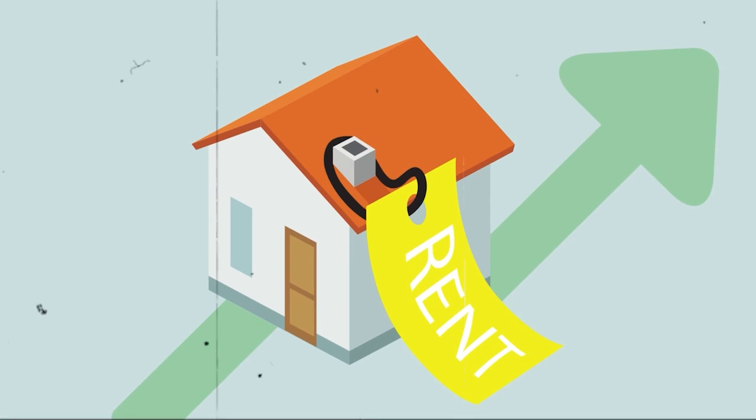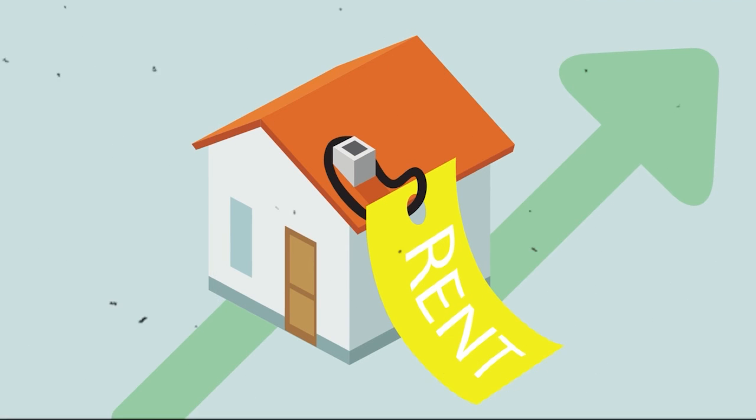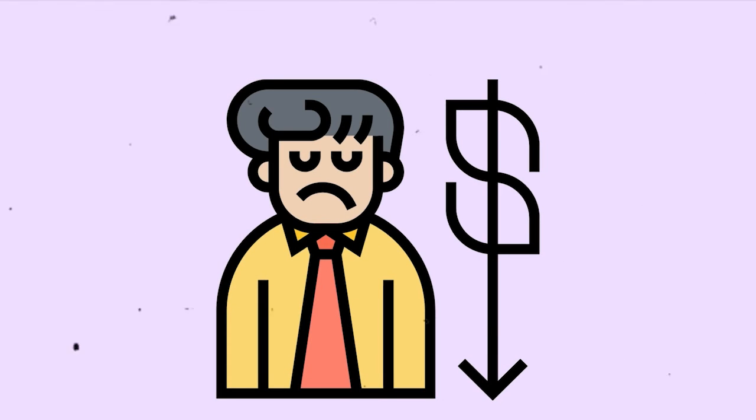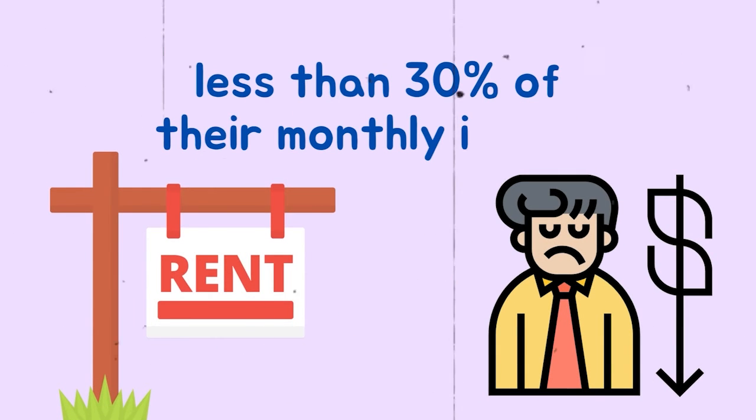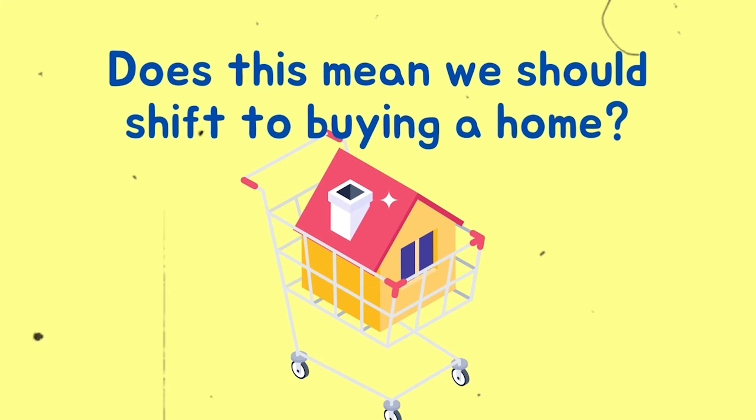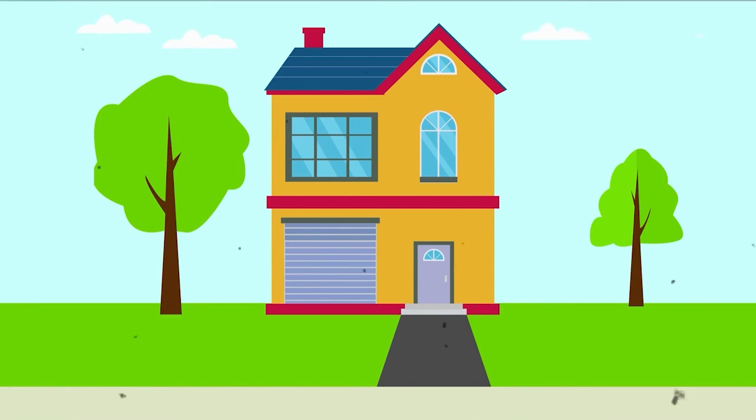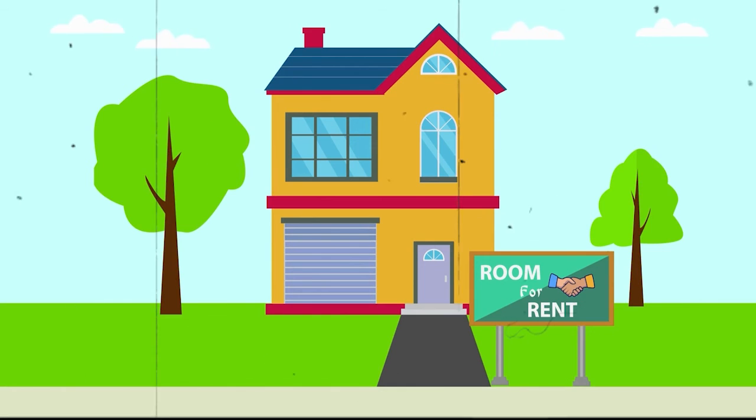It can be hard to follow the 30% rule when rents are rising in almost every major city. It can also be hard for renters with low incomes to find a place that costs less than 30% of their monthly income. Does this mean we should shift to buying a home? Rentals have become more popular in recent years because many people can't afford to buy a home or don't want to deal with the cost of a mortgage.